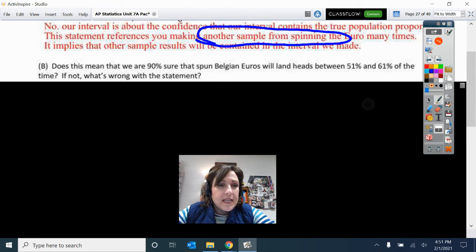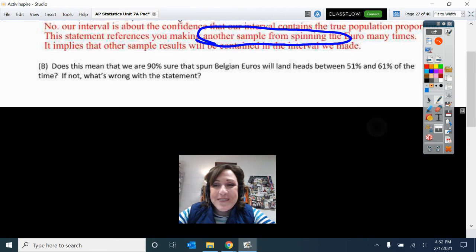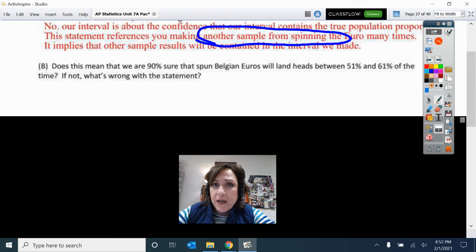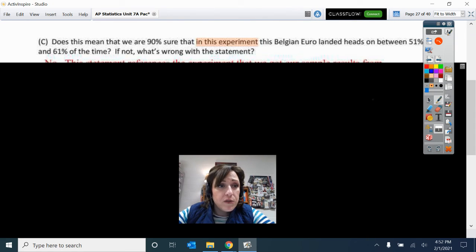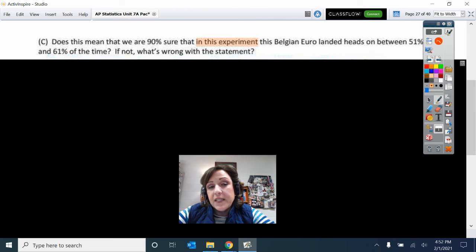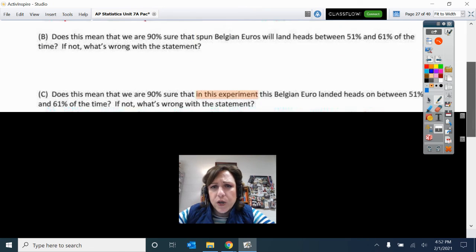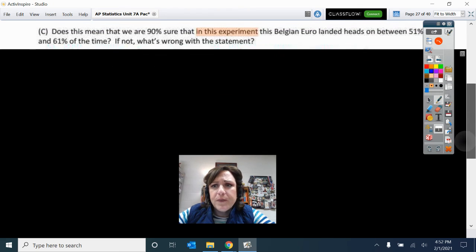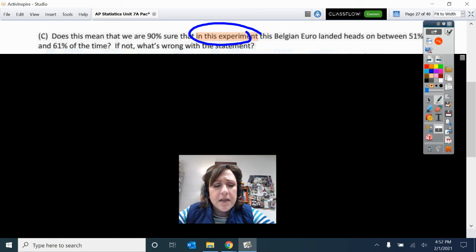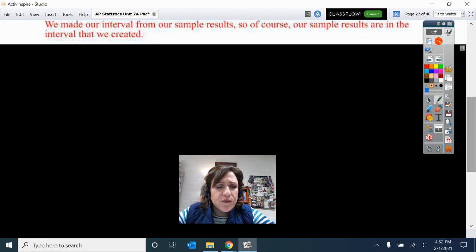Okay, what's next? Does this mean that we are 90% confident that spun Belgian euros will land heads between 51 and 61% of the time? I'm kind of liking that one. I left it blank, but yeah, I'm 90% confident that the true proportion of times that the spun euros will land on heads is between 51 and 61% of the time. That's what my interval says. Moving on. Does this mean that we are 90% confident that in this experiment, that's talking about the results I got, which were 56%? That's what made this wrong. It's talking about my p hat. Of course it's in my interval, because that's how I created it.